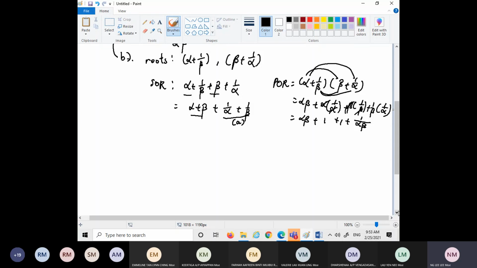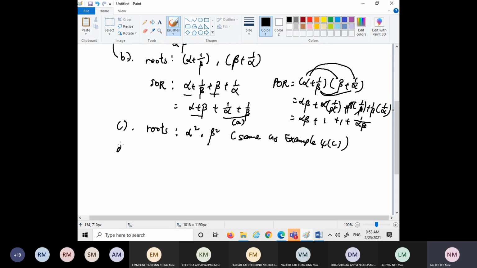Now part C. Alpha squared, beta squared. This one I don't want to explain because it's the same as just now the example. Part C is beta squared. This one is the same as just now the example for part C.